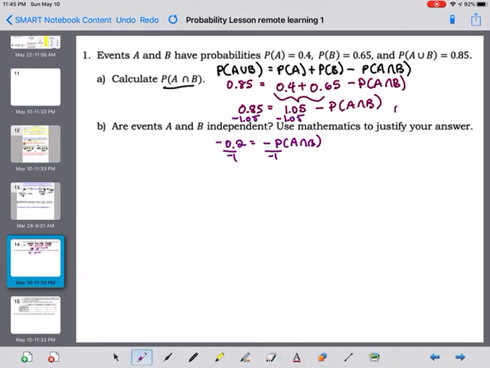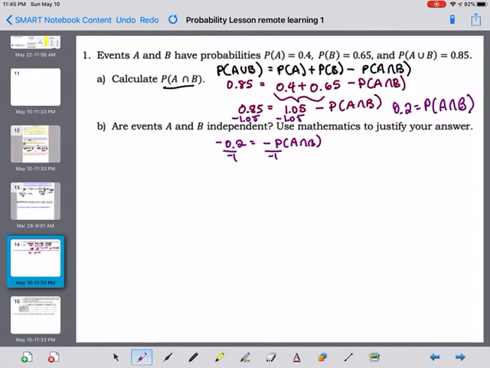I'm just going to move that up here. Probability of A and B.